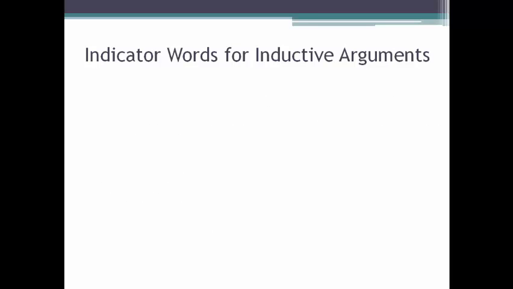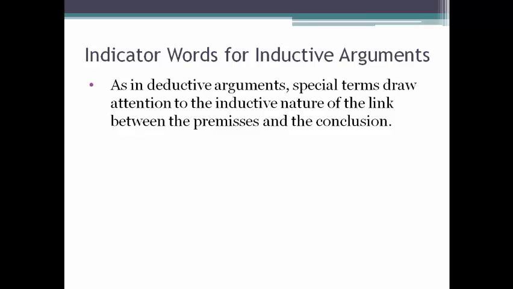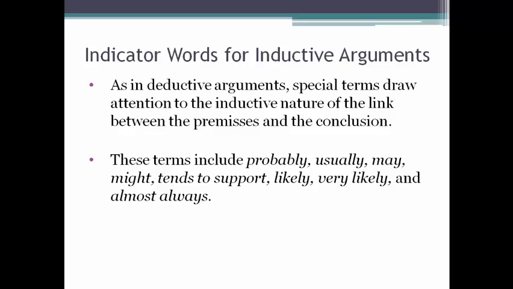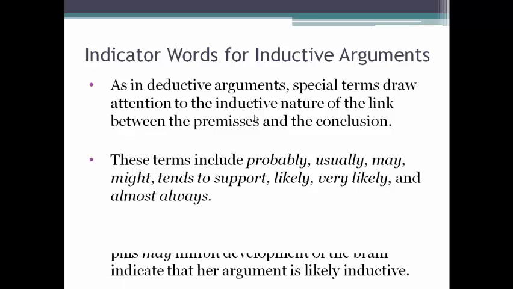When you're looking at an argument and you're trying to figure out what's going on, there are indicator words for inductive arguments. Just as in deductive arguments, special terms draw attention to the inductive nature of the link between the premises and the conclusion. These terms include probably, usually, may, might, tends to support, likely, very likely, and almost always. All these things have in common that they are making room for error. When you say that something's probably the case, you realize there's an option that it might not be that way. Same with usually, may, might, and all the others. That's why they're indicating inductive arguments, where this chance of error remains.